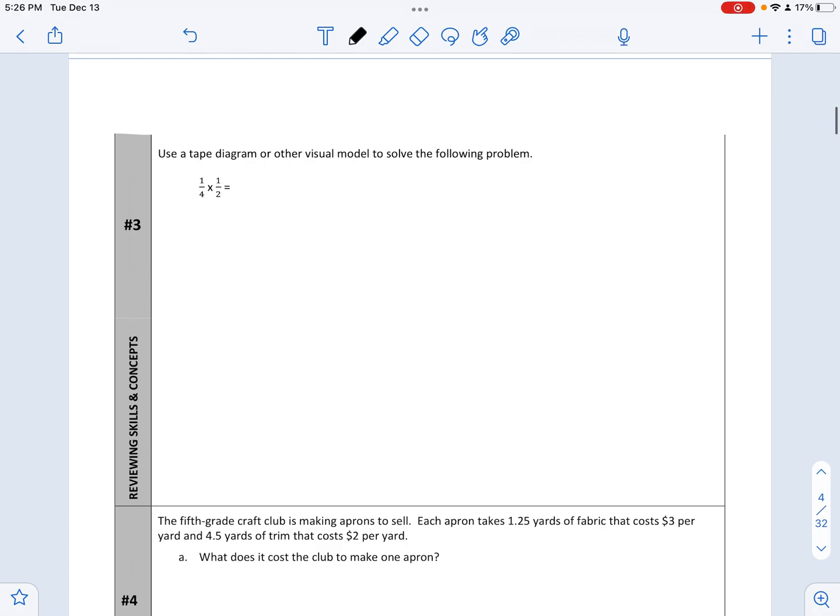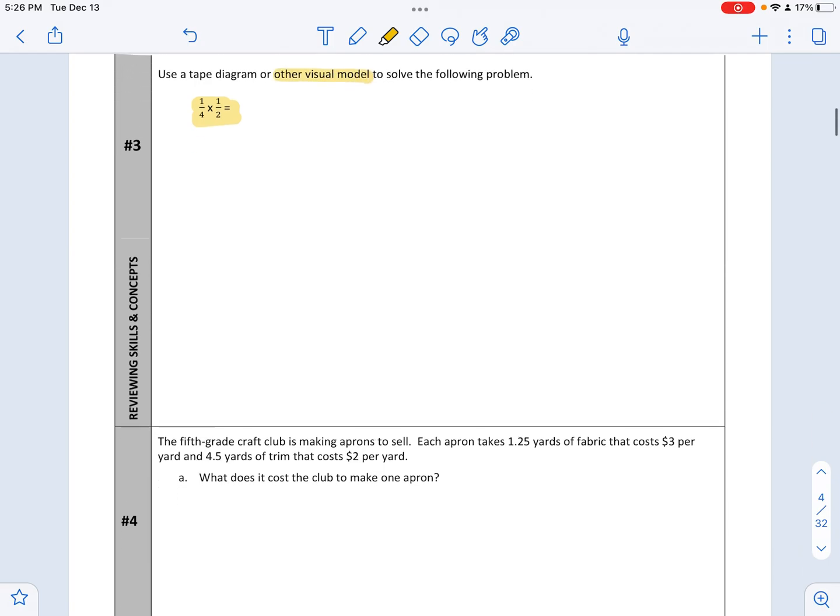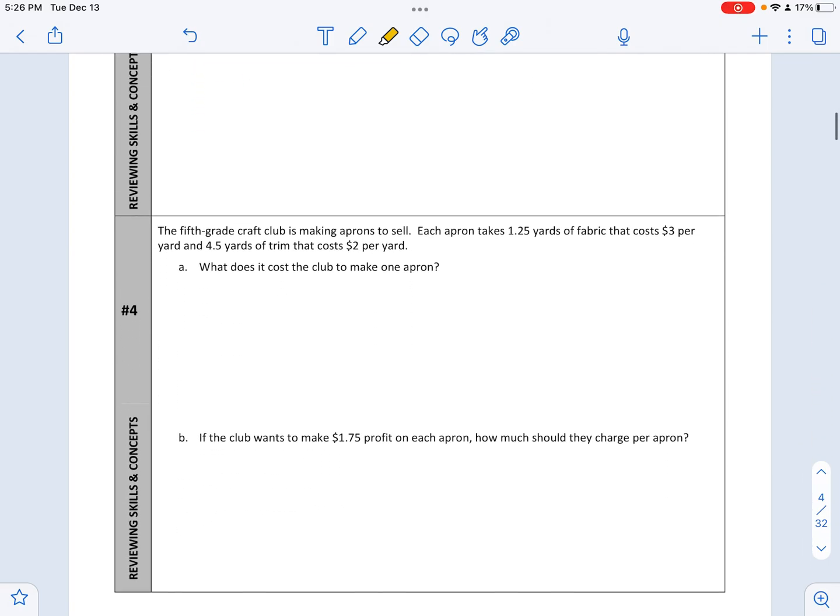In question 3, you've got a quick fraction multiplication problem. It's asking you for a visual model. And question 4 is another real-world situation involving decimals. The key here is simply to read closely and highlight that key information.